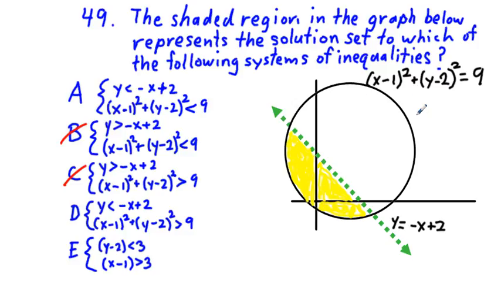Next, we have this circle, and we have quantity x plus 1 squared plus quantity y minus 2 squared, and quantity x minus 1 squared plus y minus 2 squared equals 9. And so we're inside the circle. So is that going to be less than 9 or greater than 9? Well, that's going to be less, because if it's greater than 9, we're going to have shaded everything outside the circle, right? But less than 9, we're shading inside the circle. So our answer choice is going to be A.